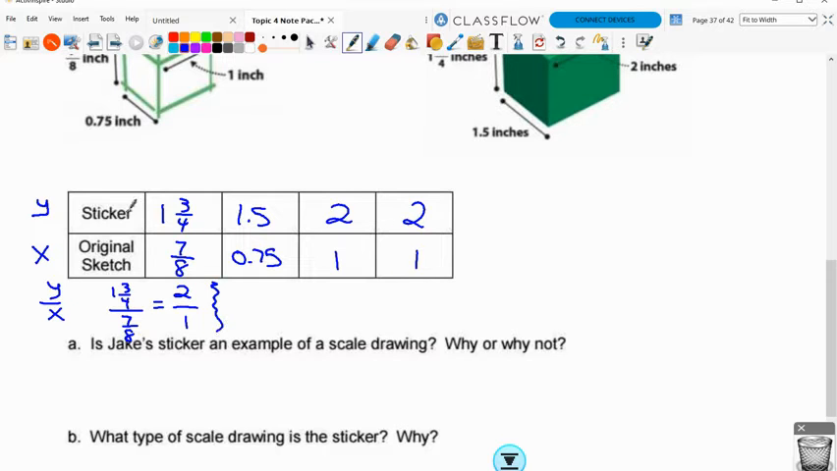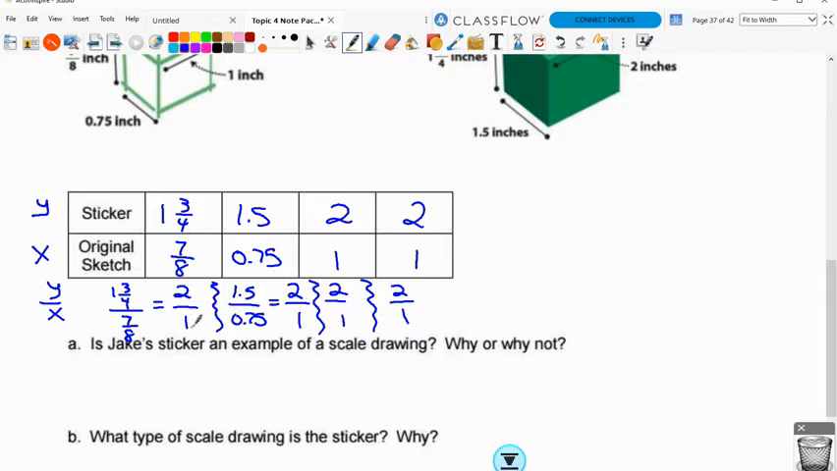Next, we have 1 1/2 inches on the sticker, corresponds to 75/100ths of an inch on the original sketch. Get a unit rate out of this. 75/100ths divided by 75/100ths is 1. 1 1/2 divided by 75/100ths equals 2. So we get 2 over 1. Next, we have a sticker length of 2 inches, corresponds to 1 inch on the original sketch. This is already a unit rate because the denominator is a 1. So now I can move on to the last example, and notice I also have 2 over 1, which was already a unit rate.